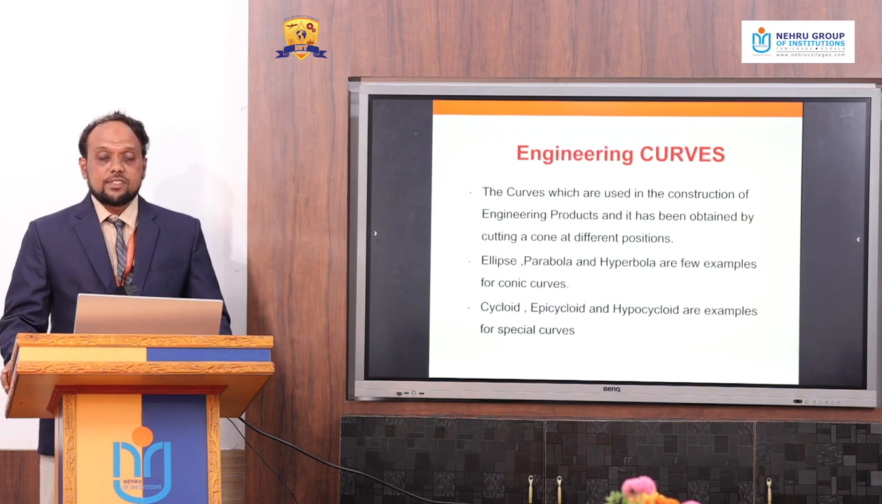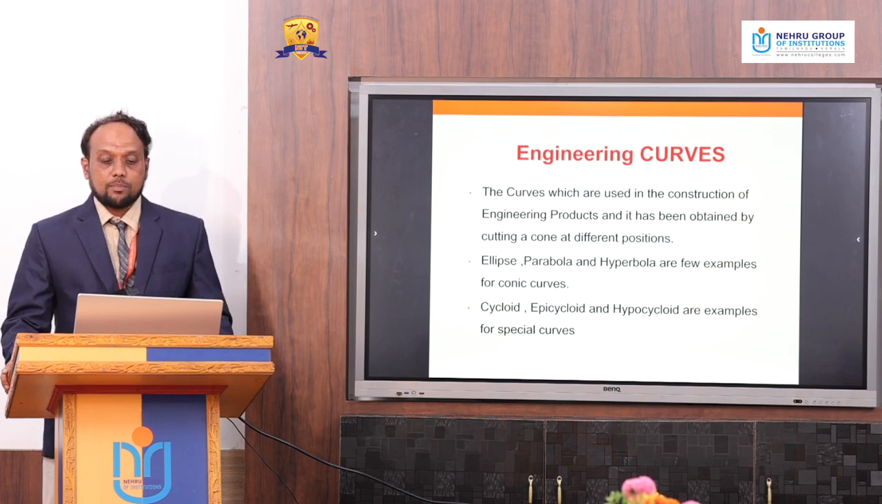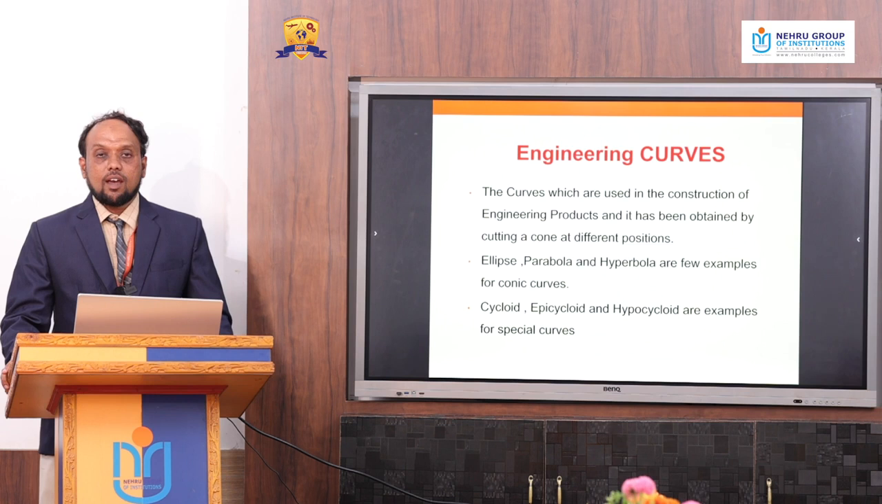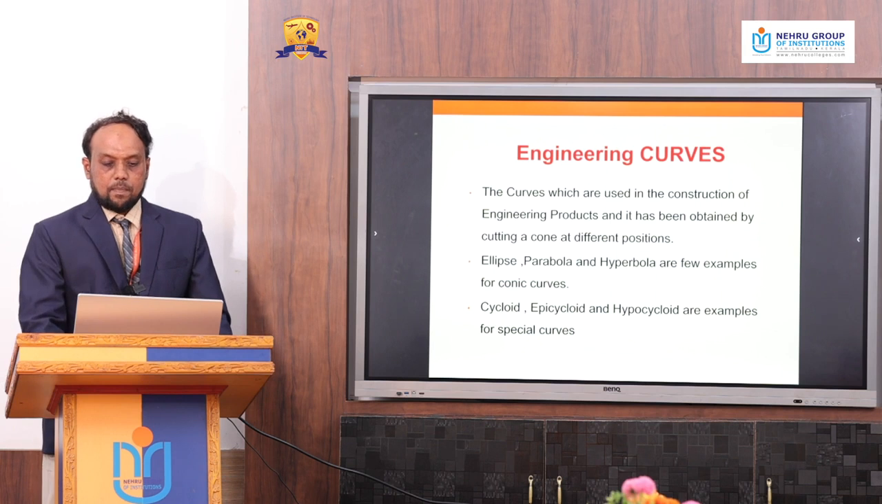Engineering curves are the curves which are used in the construction, or we can say development, of engineering products, and which are obtained by means of cutting a cone at different positions. For example, ellipse, parabola and hyperbola are the basic curves that we can obtain by cutting a cone at different positions of the solid. And advanced curves, or we can say special curves, cycloid, epicycloid and hypocycloid are a few examples which are used in the construction of engineering curves. And next, we have advanced curves like involute, spiral, etc.